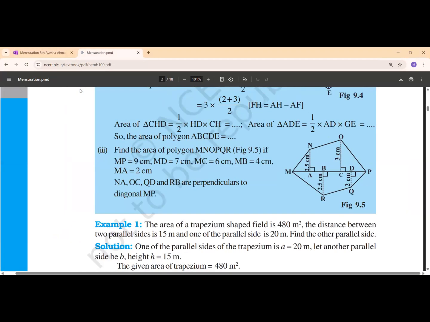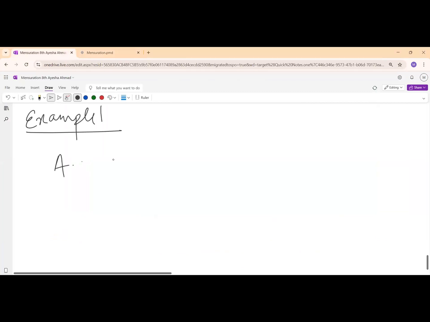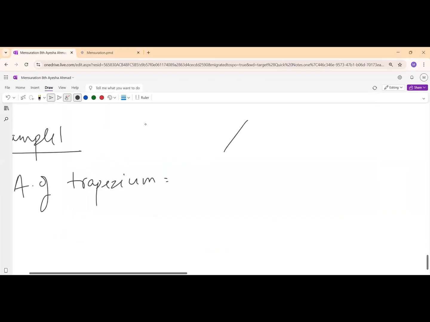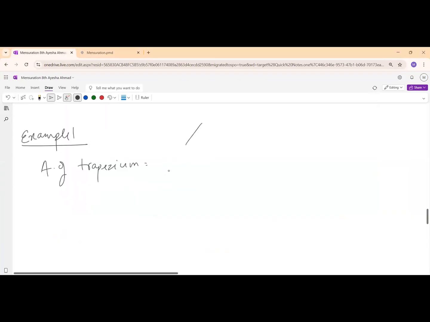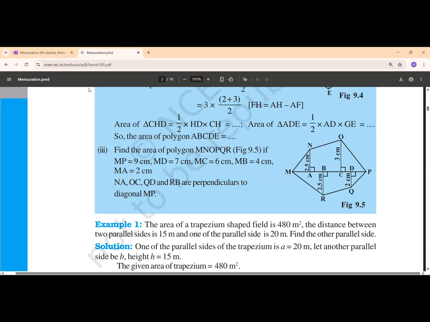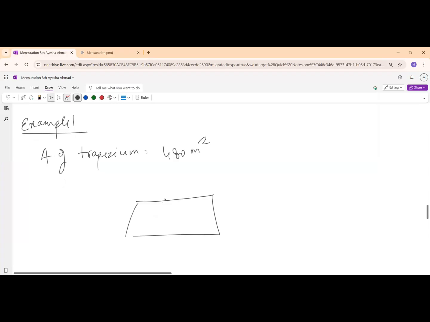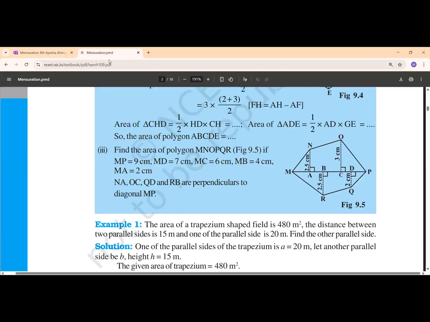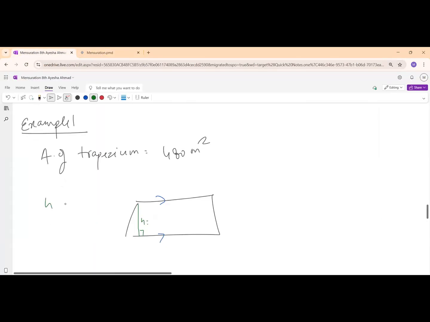The area of a trapezium shaped field is 480 meters square. So the area of the trapezium is given. I will draw one trapezium field, 480 meters square. Now they are saying the distance between the two parallel sides is 15 meters. Aisha, let's say these are the two parallel sides. So the distance between them is 15 meters. This is the height, because the distance is always perpendicular. So h is equal to 15 meters.